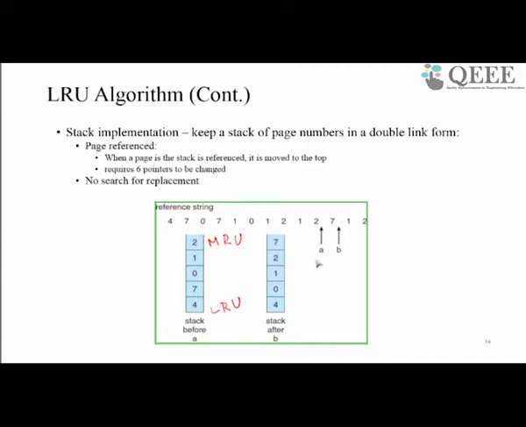On the other hand, if you refer to an already existing page, then that has to be moved to the top. For example, here you have 2, 1, 0, 7, 4 as the content of the stack at point A. Now 7 is being referred, which is already present here. Then you bring 7 and load it at the top and push all these down by 1 unit. So 7 is loaded here, 2 has come here, then 1 has come down 1 unit, and then 0 and so on. This is how the LRU stack is maintained.